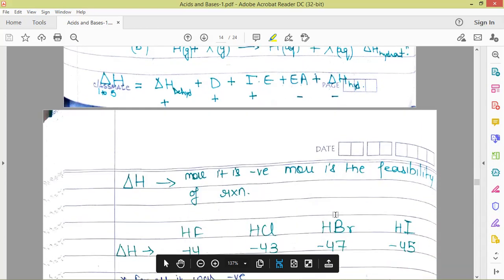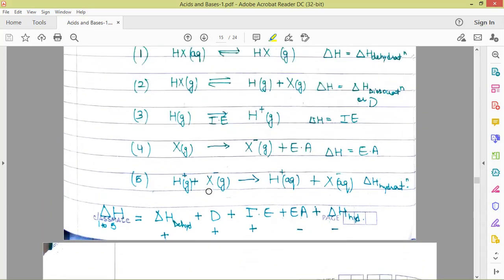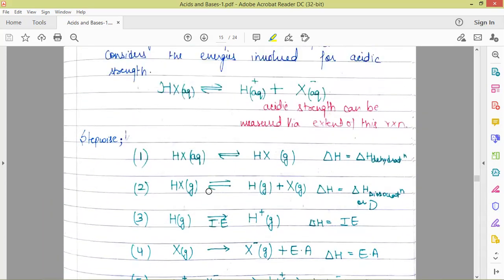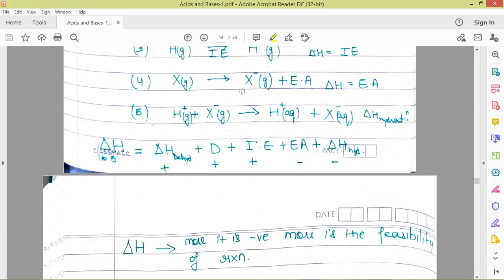If the overall delta H is negative, a more negative value means the reaction is more feasible. The more negative the value of delta H for this reaction, the greater the release of H positive. That means the greater the strength of the acid.